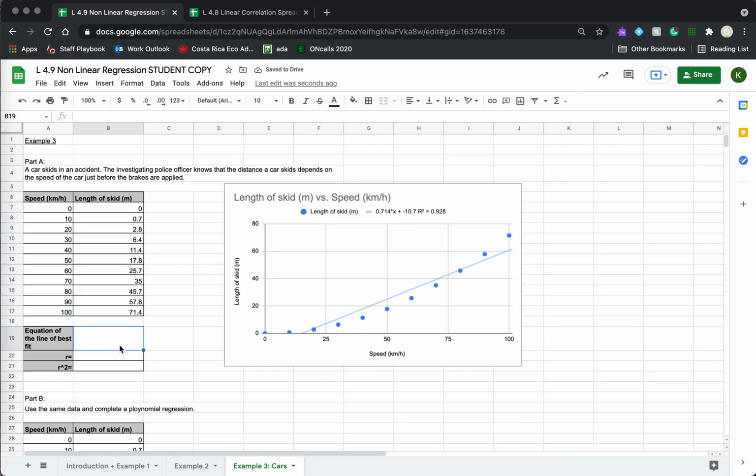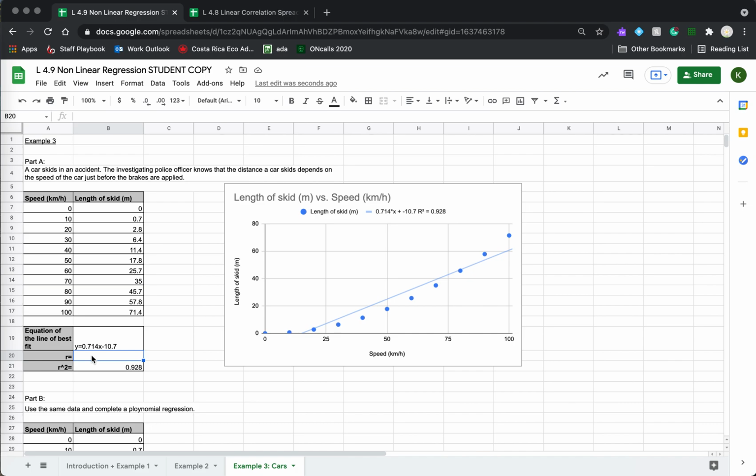So our equation of the line of best fit is y equals 0.714x minus 10.7. Then our r squared, 0.928. So not bad at all, not a bad correlation.